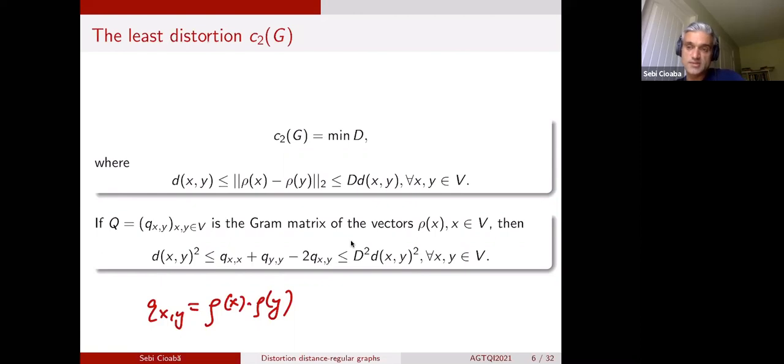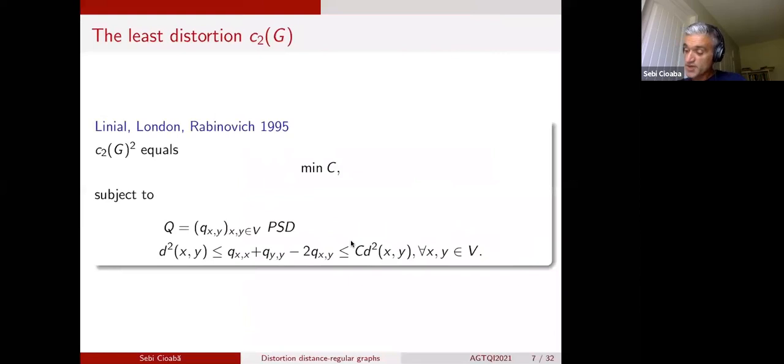So now it's equivalent to talk about these vectors rho for each vertex, and to talk about this V by V positive semi-definite matrix Q, which is the Gram matrix of these vectors. Okay, so this is a result that was obtained. It's an SDP, semi-definite programming formulation of this least distortion constant c2(G), and this is due to Linial, London and Rabinovich in '95.